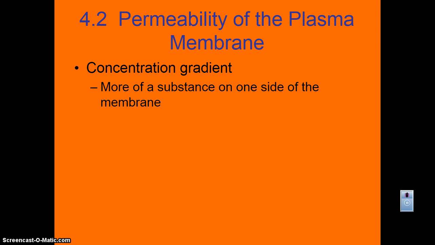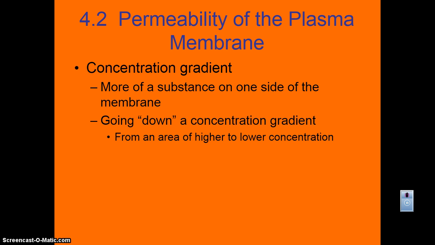And let me give you a practical thought to put in your head about this. So let's pretend that we're going on a float trip. We're going to relate everything back to a float trip. So the concentration gradient is the direction that the water is flowing in. So going down the concentration gradient is going from an area of higher to lower, like going down the river.